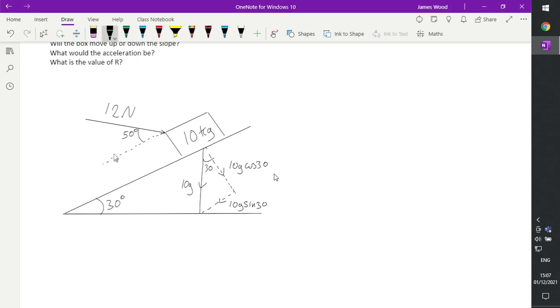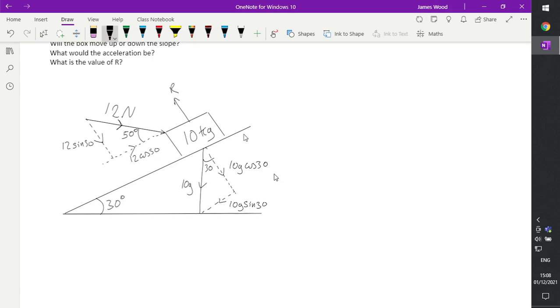We can also split this force up, the external force. Now, I can see it's pushing into the box here, like that. So that means that this needs to go in that direction and then up in that direction. So this component here is opposite the angle. So this is 12 sine 50. And this component here is 12 cos 50. And then I've also got the reaction force here.